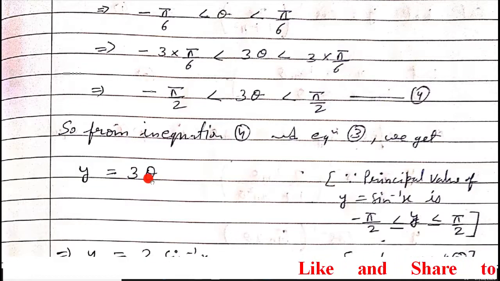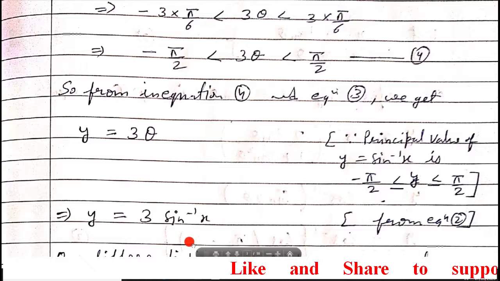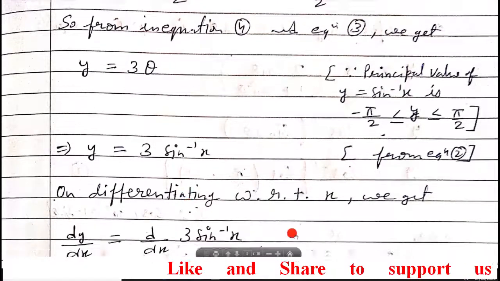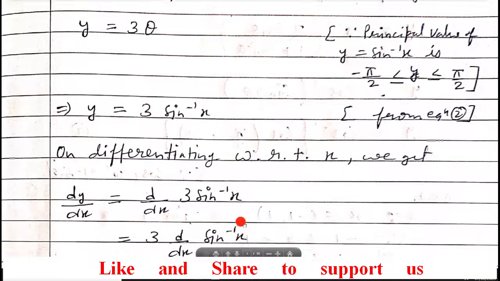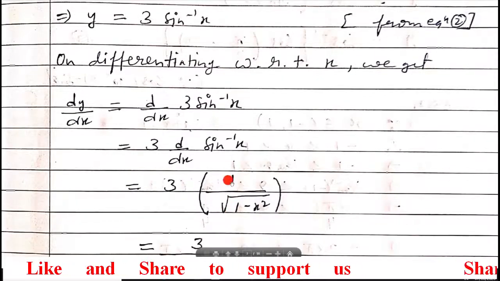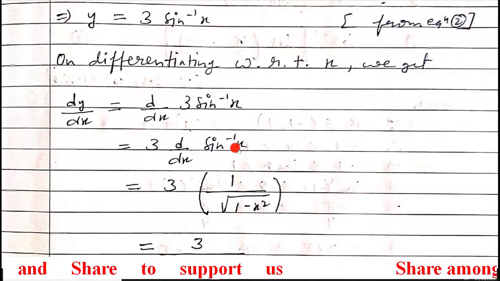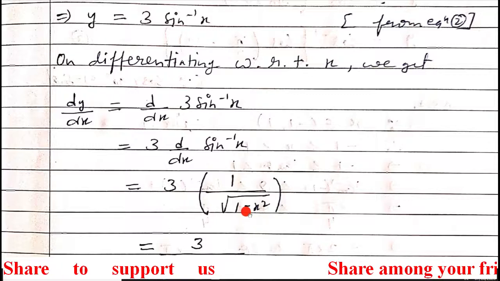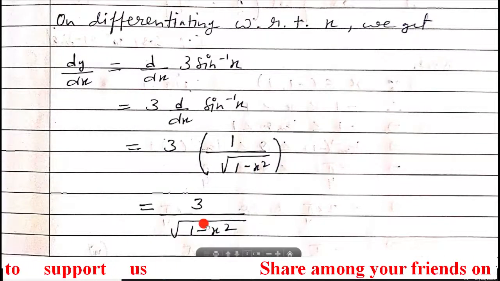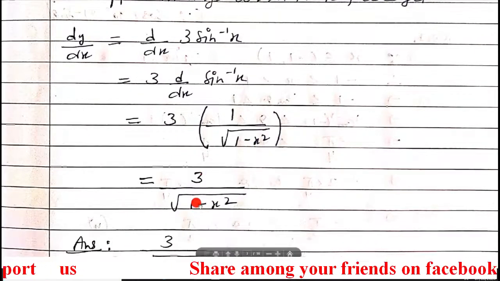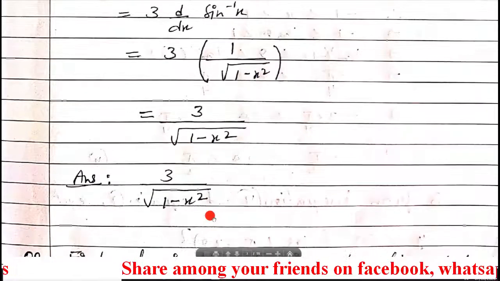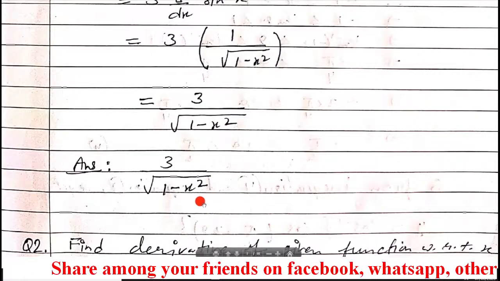Now theta value from equation 2 is sine inverse x. Now differentiate it with respect to x. So when you differentiate it with respect to x, the sine inverse x differentiation formula is 1 upon root 1 minus x square. So the answer is 3 upon root 1 minus x square. Hence the first question is completed.